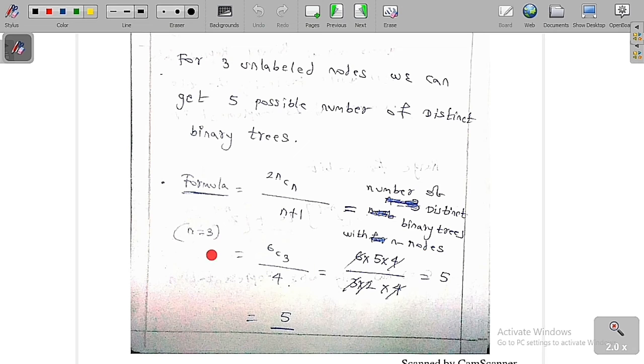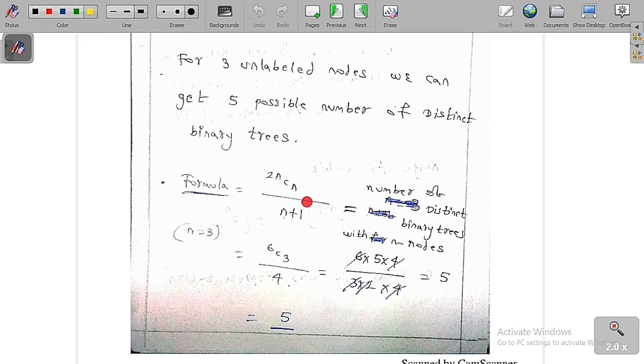Here n is equal to 3, so you substitute here: 2 times 3 is 6, 6C3 by 4. 6C3 is nothing but 6 into 5 into 4 by 3 into 2 into 1, into 1 by 4. If you solve this, you are going to get 5. So this is the formula 2n Cn by n plus 1. This is going to give you the number of distinct binary trees with the help of n nodes.